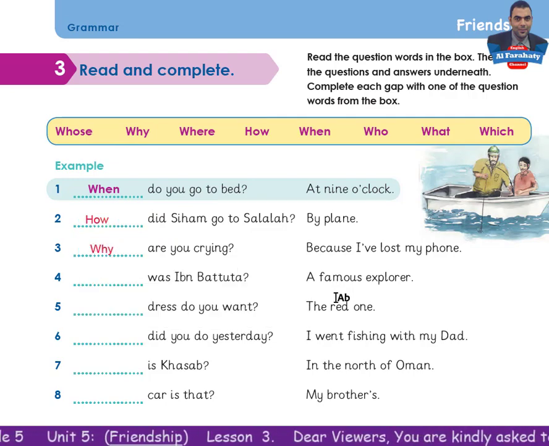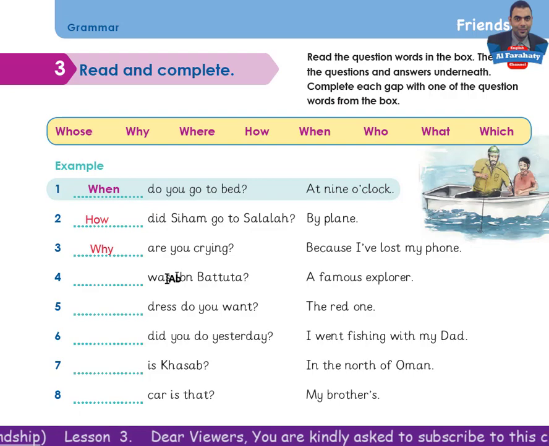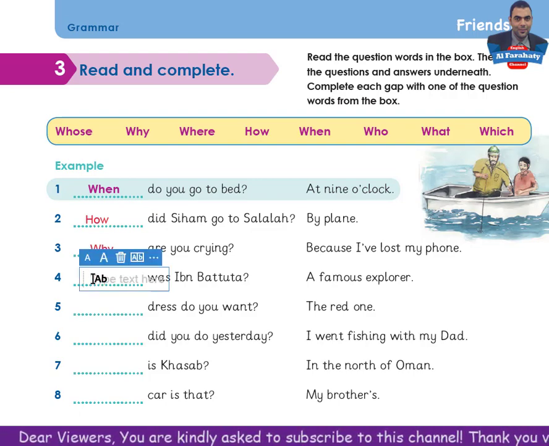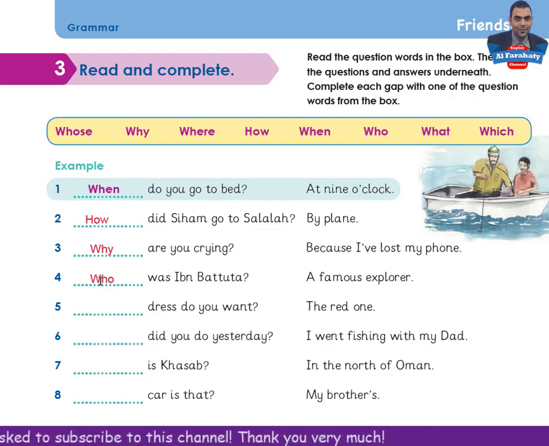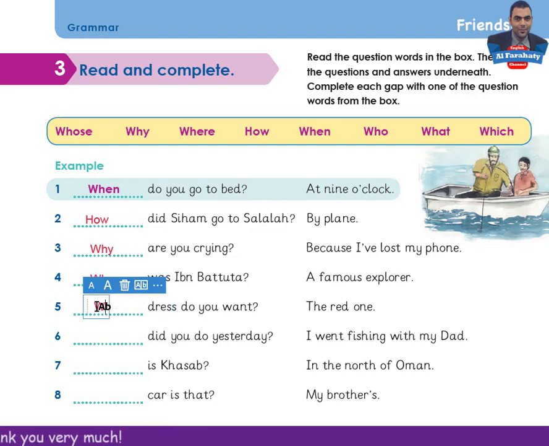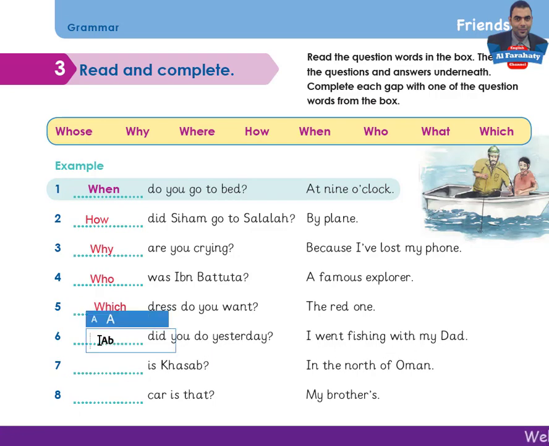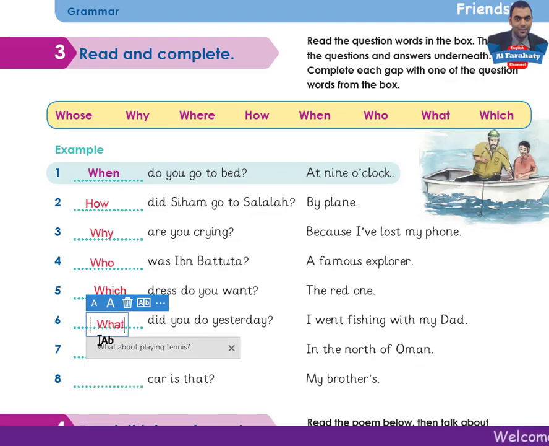Was Ibn Battuta a famous explorer? Yes. Who was Ibn Battuta? Because we use who to ask about a person. The red one. Yes. Which? Which dress? Because we use which to ask about a choice. Did you do yesterday? I went fishing with my dad. What? What did you do yesterday? Because we ask about a thing.